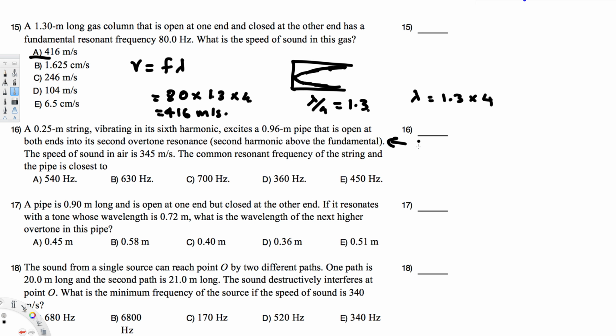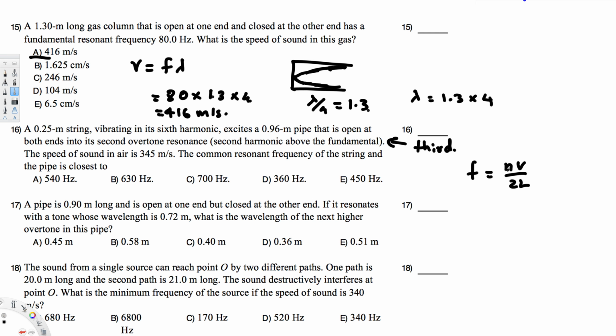Let's write this one. Third harmonic, and the speed of the sound is 345 meters per second. The common resonant frequency of the string and the pipe is close to what? So here they are asking for the frequency. Now for a pipe that is open at both ends, this is saying this is open at both ends, we use this equation to calculate the frequency, that is f = nv/2L.